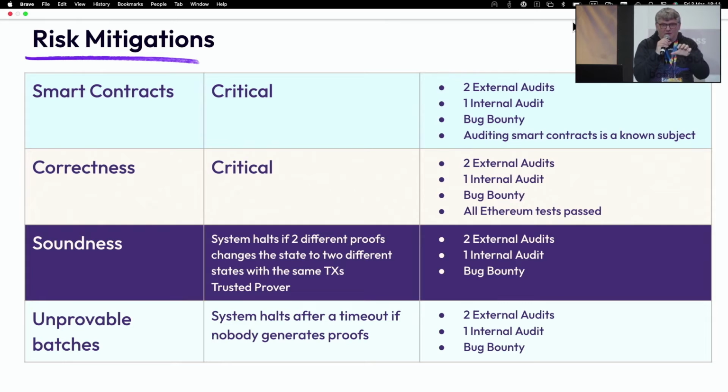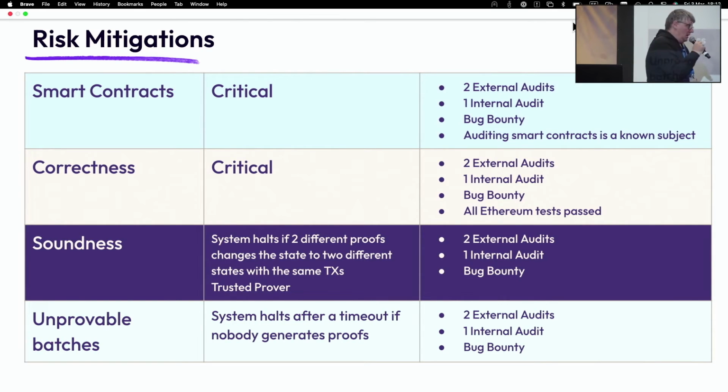We are taking all the relevant tests, which is more than 13,000 tests, and we are passing all of them. This is what gives us the warranty that the correctness of the proof is going to be okay. Again, not 100% sure, but these tests and these audits give us enough confidence to launch Mainnet.